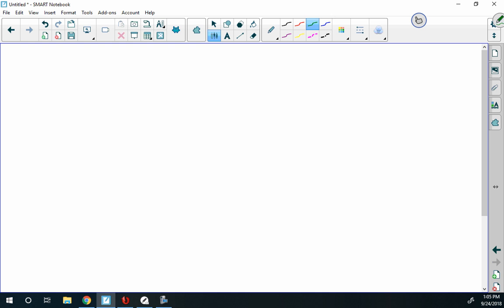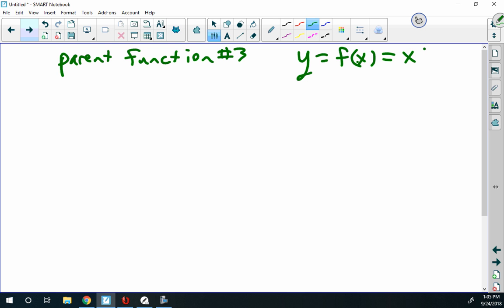Well, the third and final parent function that we're going to look at today, parent function number 3, y equals f of x equals x squared. X squared. So this one is our quadratic function. This is quadratic.